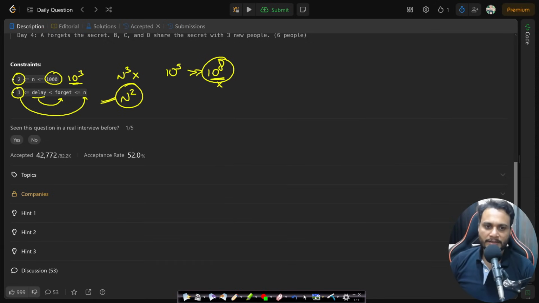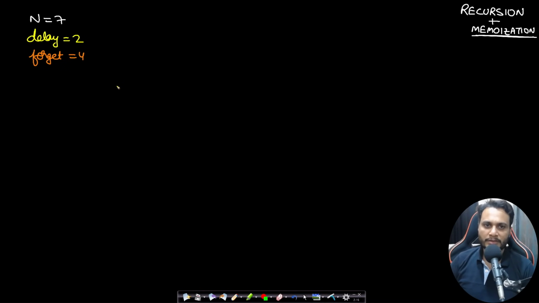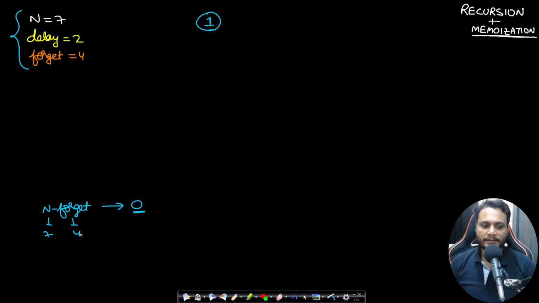So having understood this, let's now look at how to solve this problem by the intuitive recursion approach. Let's take an example with n equals 7, delay equals 2, and forget equals 4. In the recursion approach, we will always start with day 1, right? On day 1, I will be checking whether this is outside of the range of n minus forget, and then it will not be contributing anything to the count. So I will be making 0 contribution for this if it is outside of n minus forget. What is n? N is 7. What is forget? It is 4.